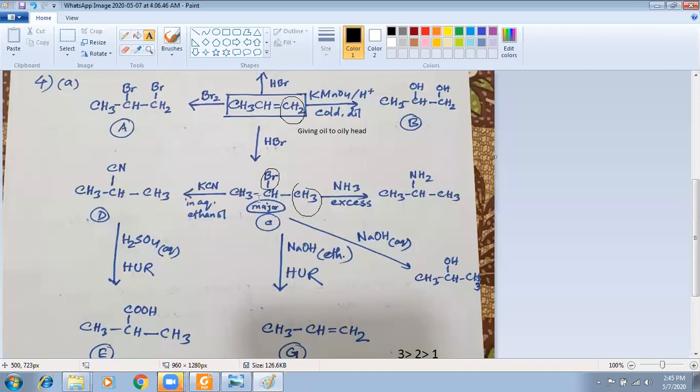Look at this. Here, this is our major product. From this major product, if you add ammonia, now it is a halogenoalkane, right? A halogenoalkane will undergo a nucleophilic substitution reaction.